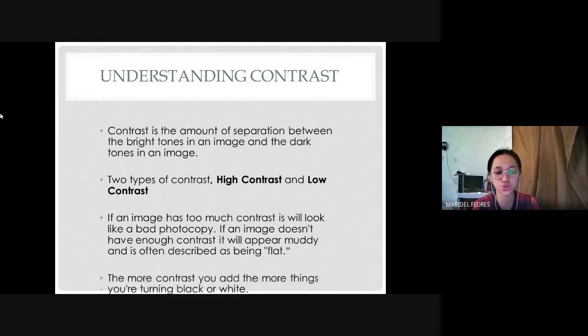So the more contrast you add, the more things you're turning black and white. Yes, that is true. Increasing the contrast will turn the things that are very dark gray and very light gray into black and white.